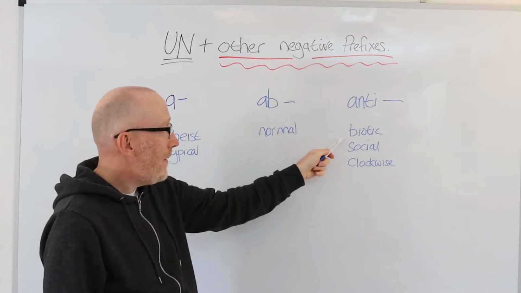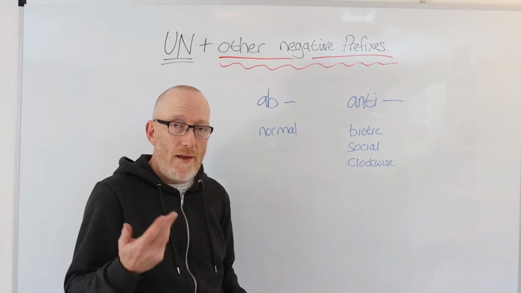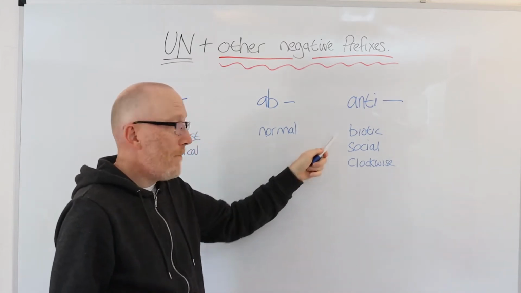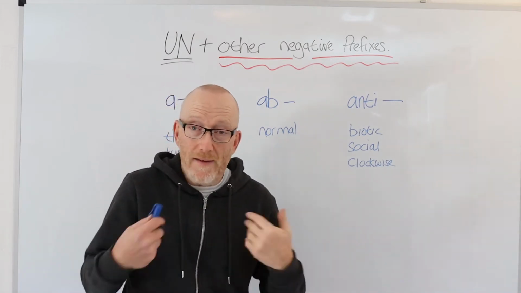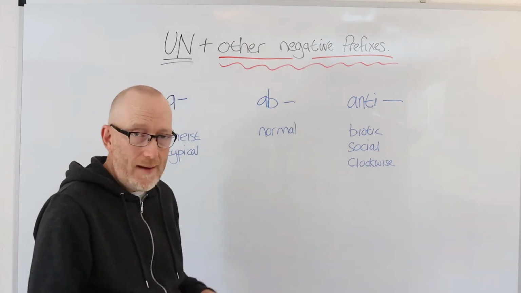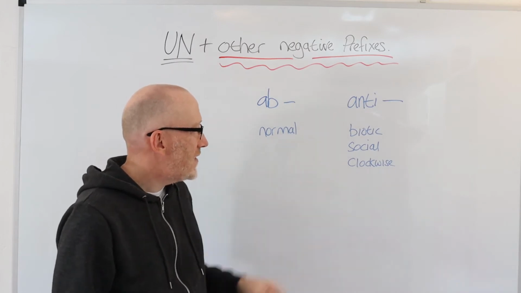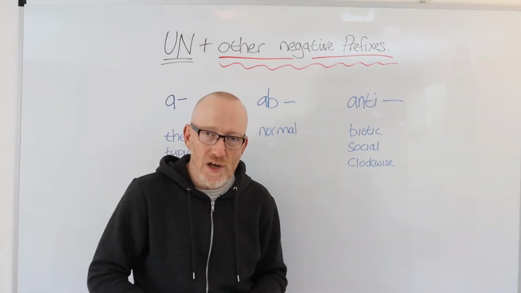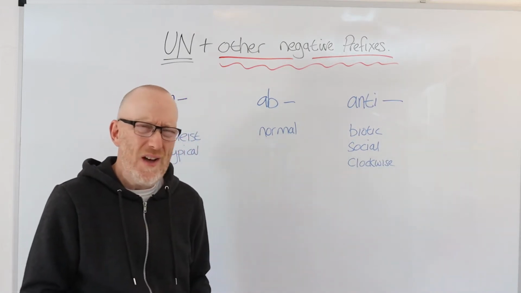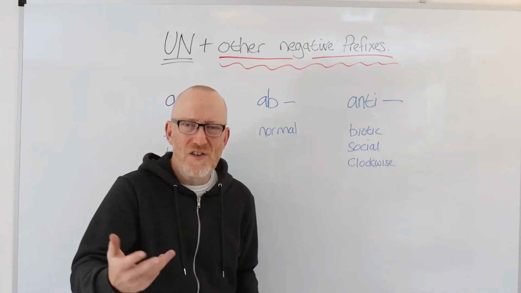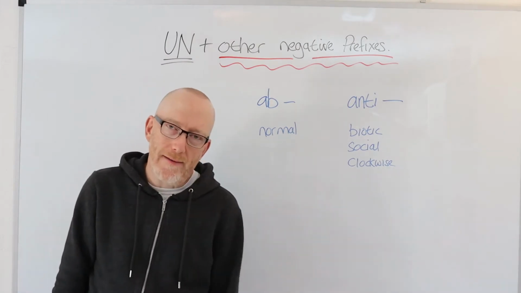So antibiotic. An antibiotic is a drug that is used to kill biological viruses, things in your body. So antibiotics are things that kill biotics. They're against biotics. Antisocial. If you are antisocial, that means you are against social interactions, or you're against normal, everyday social interactions.